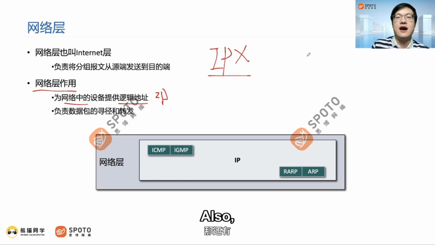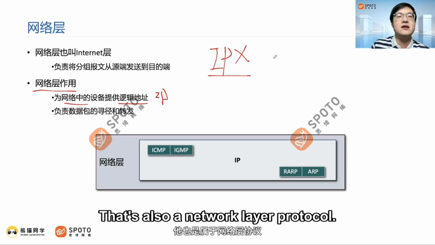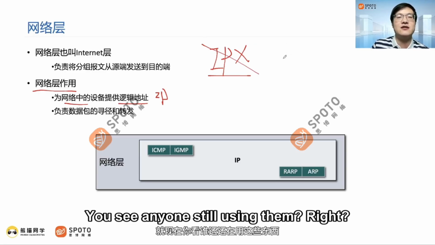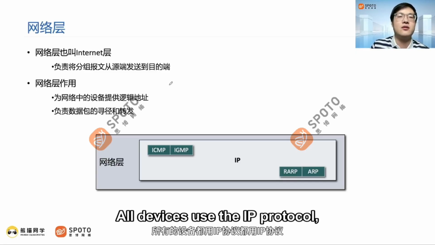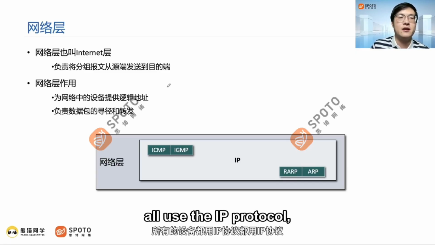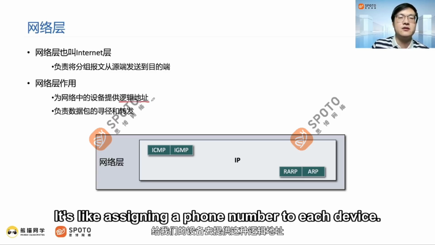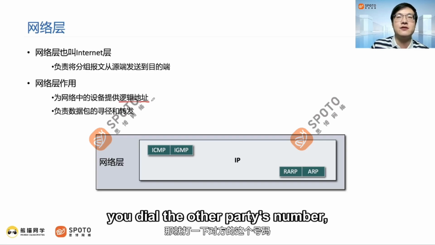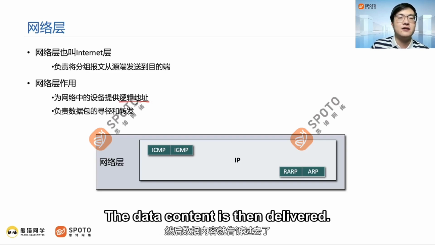We also had something like Apple's chat protocol, right? That's also a network layer protocol. These have gradually been phased out. You see anyone still using them? Right? Now, IP is the unified standard. All devices use the IP protocol to provide this logical address for devices. It's like assigning a phone number to each device. To send a message, you dial the other party's number, and your call goes through. Right? The data content is then delivered.